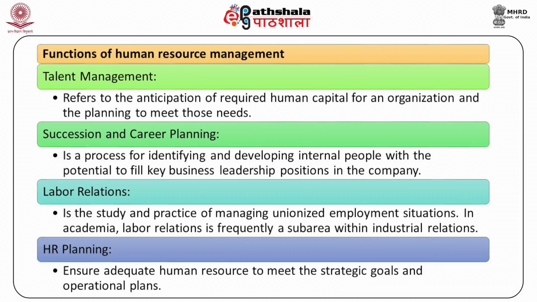It also helps in talent management. Talent management refers to the anticipation of required human capital for an organization and the planning to meet those needs. Succession and career planning is the process for identifying and developing internal people with the potential to fill key business leadership positions in the company. Labor relations is the study and practice of managing unionized employment situations. In academia, labor relations is frequently a sub-area within industrial relations. And lastly, HR planning, to ensure adequate human resource to meet the strategic goals and operational plans.